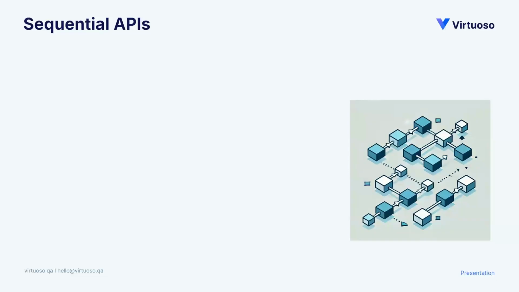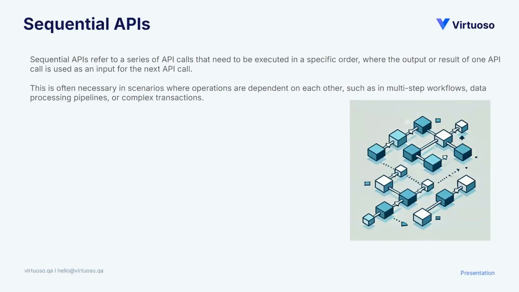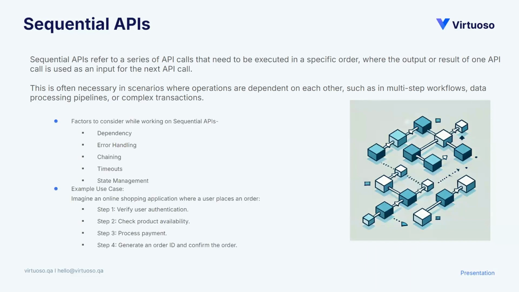Sequential APIs are APIs that are supposed to perform different actions, but they only work together when run in a sequence. An example of this use case: imagine an online shopping application, a web shop, where you would need to place an order. Initially you would need to verify if the user is authenticated or not. The second step would be to check if the product is available or not. The third step would be to process the payment. And the fourth step would be to generate an order ID and confirm the order. So these steps go hand in hand. This is the whole use case that we have.